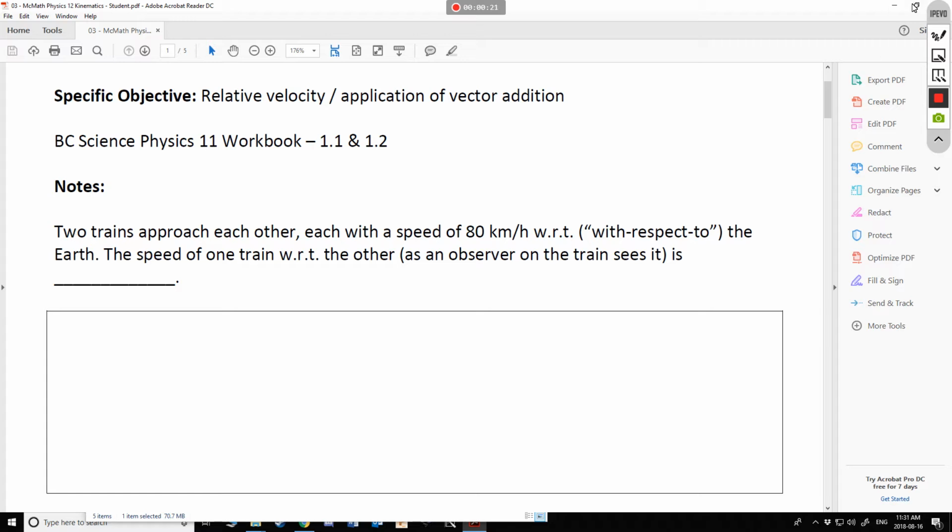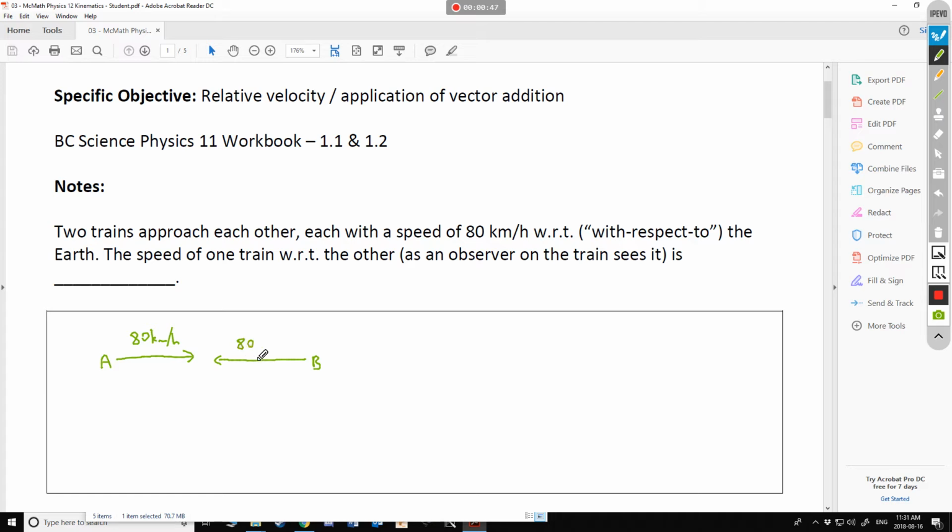So in this case we can see that, okay, we have train A and B, and it says they're approaching each other. So A and B. A has some vector traveling at some speed, 80 kilometers per hour in one direction, and it says the other one is heading right towards it as well. It's also going to be 80 kilometers per hour. And it's saying, what is the relative speed between them?